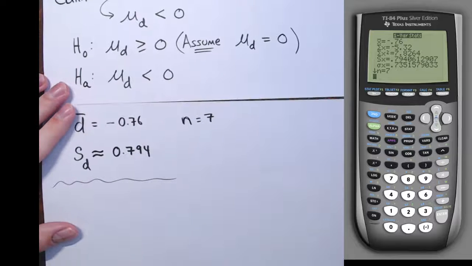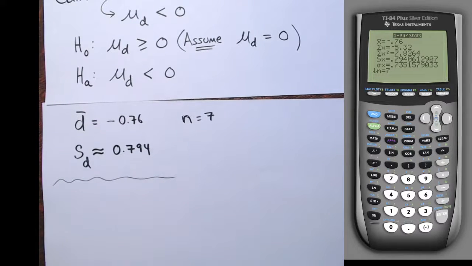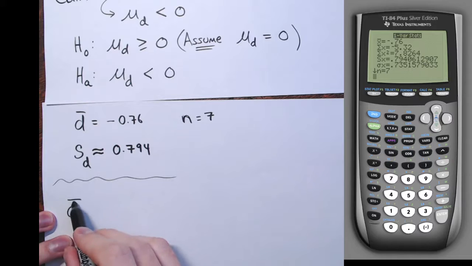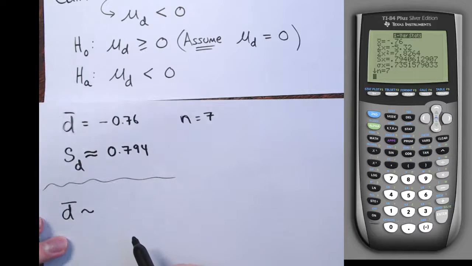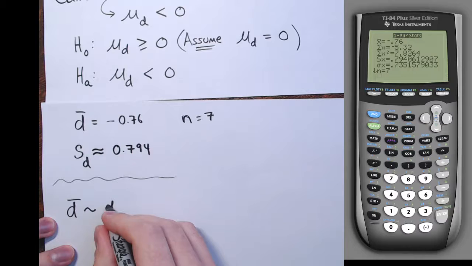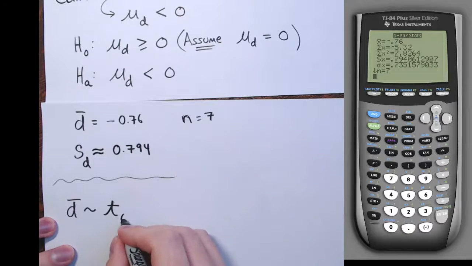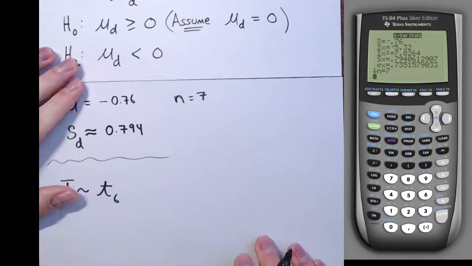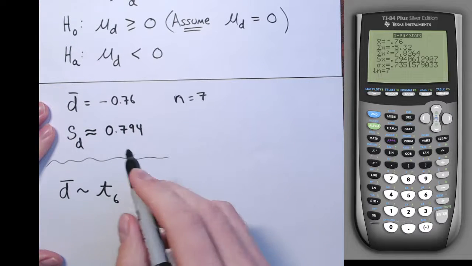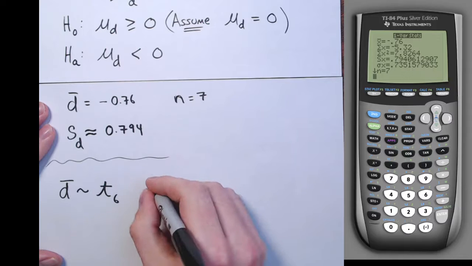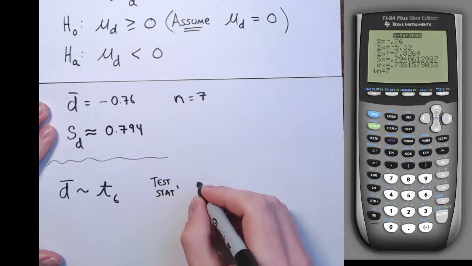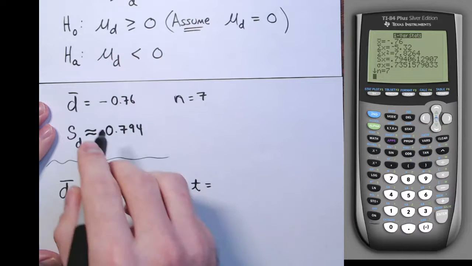Now, because we're assuming that the population ratings for A and B are normal, these mean differences would have a student's t distribution with 6 degrees of freedom. All right, with 6 degrees of freedom. And our test statistic is the t-score for our sample mean.